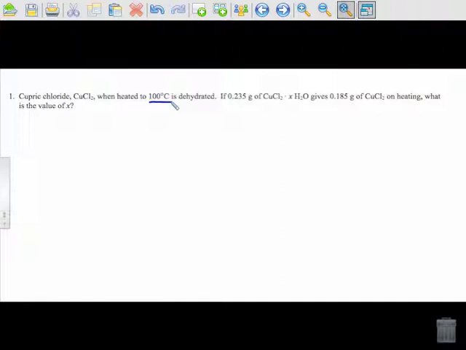If 0.235 grams of CuCl2·xH2O gives off 0.185 grams of CuCl2 on heating, what is the value of X? What is X supposed to be? The number of moles. So it's the moles of water. That's what you're solving for. That's how you do a hydrate.